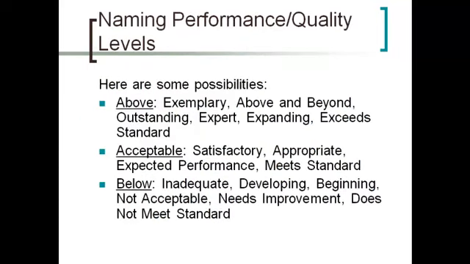Here are some examples of how you can label these different areas. In the above quality level, you can use words like exemplary, above and beyond, outstanding, expert, expanding, or exceeds the standard. Acceptable levels might be named satisfactory, appropriate, meets the standard, or the expected performance. Projects not meeting the quality performance may be called inadequate, developing, beginning, not acceptable, needs improvement, or does not meet standard. Before choosing these labels, think about your age group, your students, and their response to these labels.